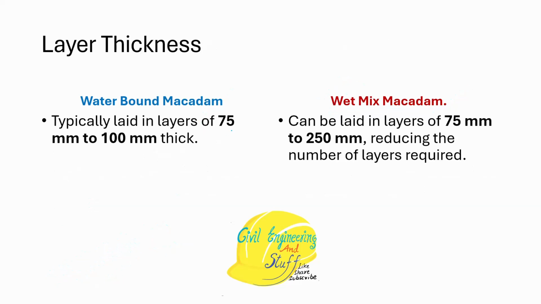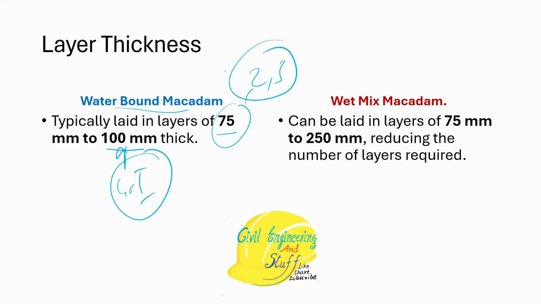Talking about thickness, WBM can range from 75 to 100 mm: 100 mm for grade 1, while 75 mm for grade 2 and 3 coarse aggregate that we have discussed so far, right? In general. And wet mix macadam can be laid anywhere from 75 mm to 250 mm, right?